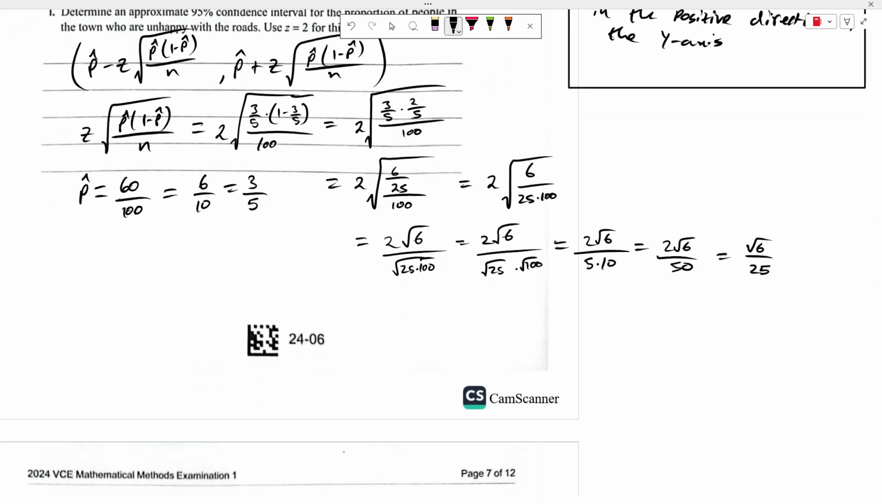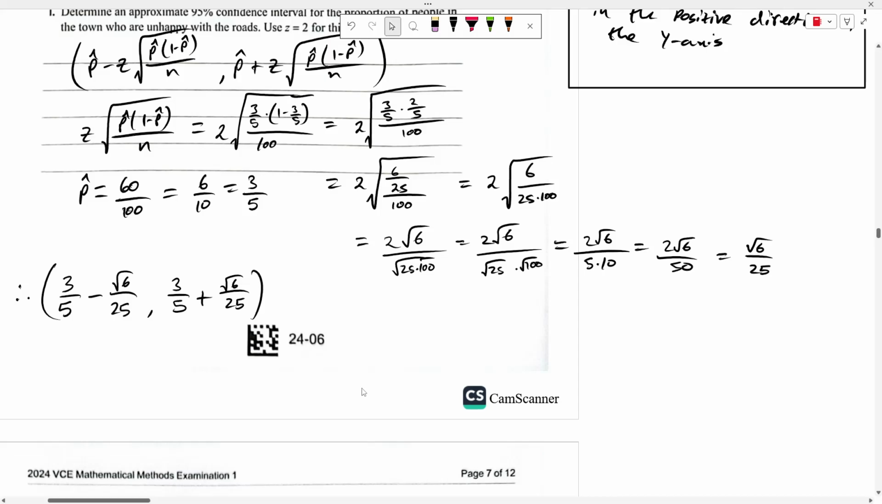Right, so our confidence interval is going to be p hat, which is 3 over 5, minus that z square root p hat thing, which is root 6 on 25, comma, 3 on 5, plus root 6 on 25. Right, that's going to be our final answer for this one.